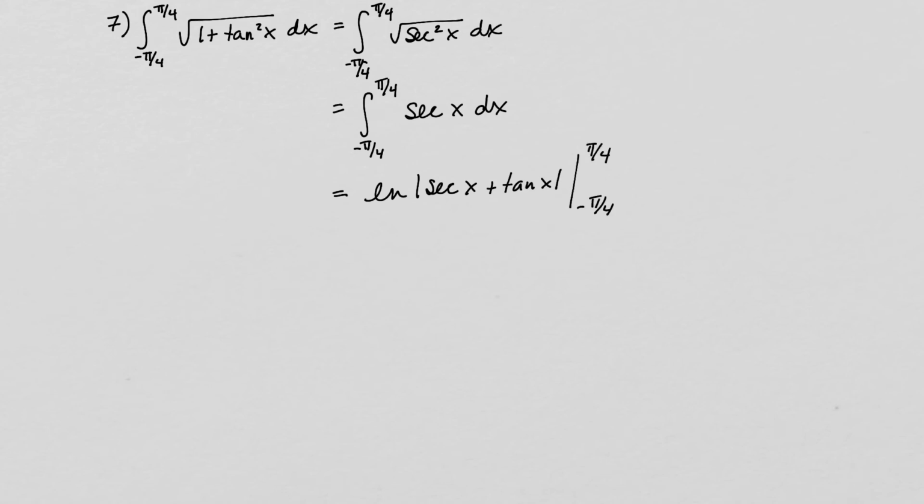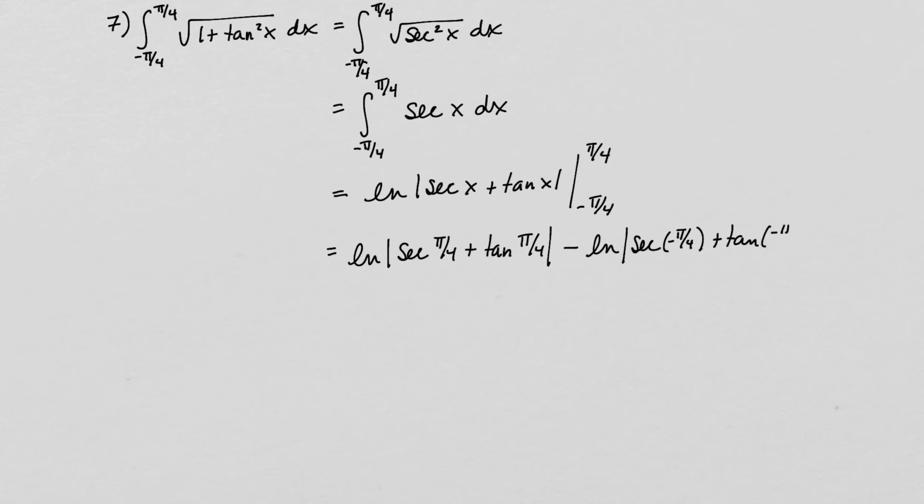And so now all I have to do is plug in. So we have the natural log of the absolute value of secant of pi over 4 plus tangent of pi over 4, minus the natural log absolute value of the secant of minus pi over 4 plus the tangent of minus pi over 4. And so that's going to end up being the natural log.